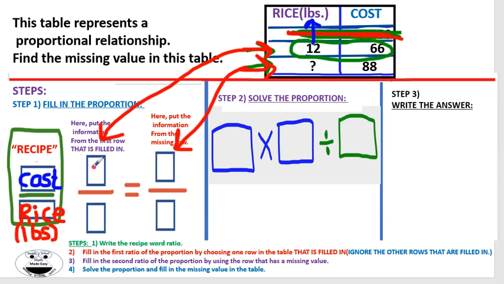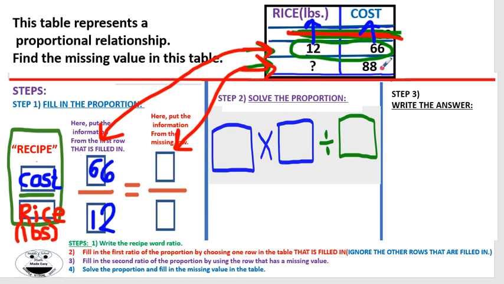So do I put the 12 on the top or the bottom? I put the 12 on the bottom because it says pounds go on the bottom in my recipe. I have to follow the recipe, and 12 is the pounds. Now I know it's going to be with the 66, so the 66 must go here. And just to make sure, the 66 is the money. It says it here. And the recipe says that the money, the cost, goes on the top.